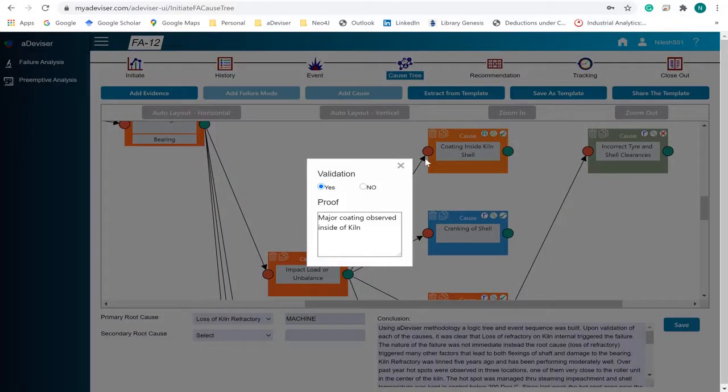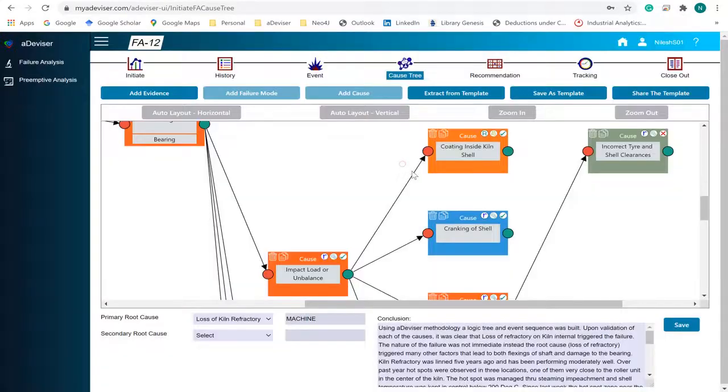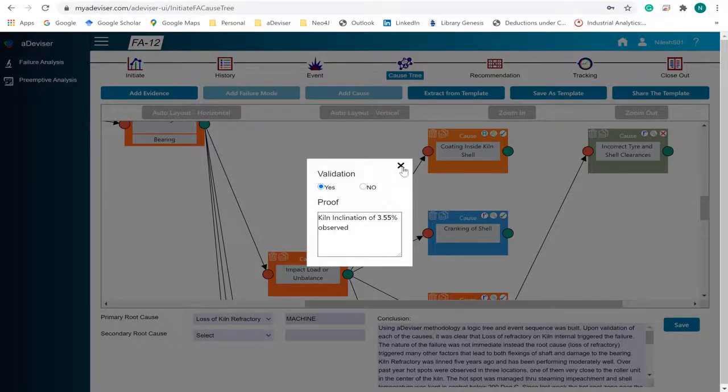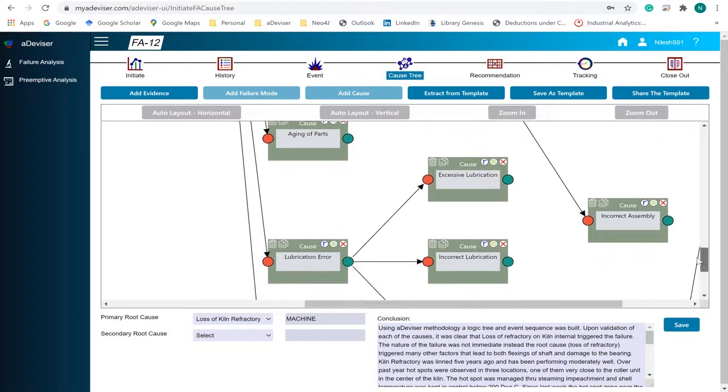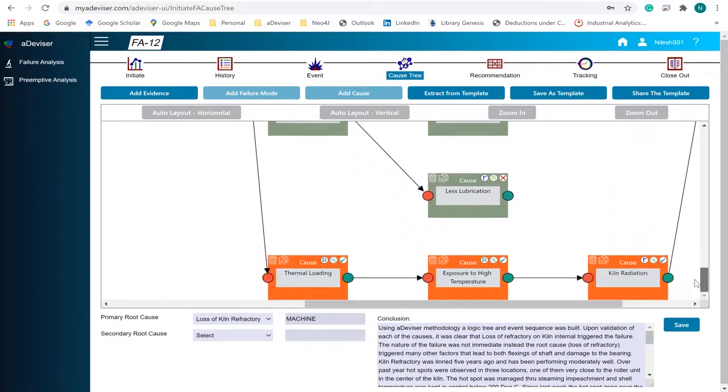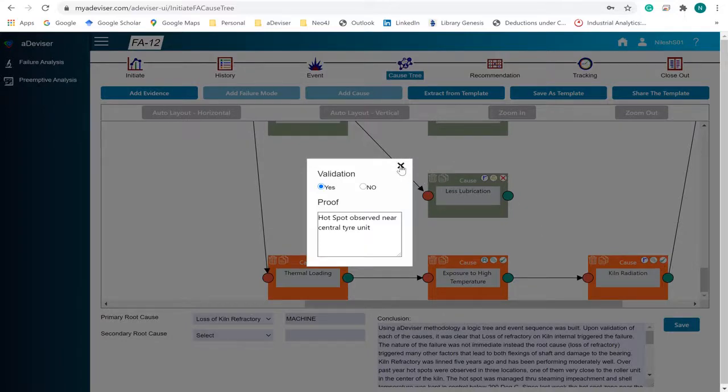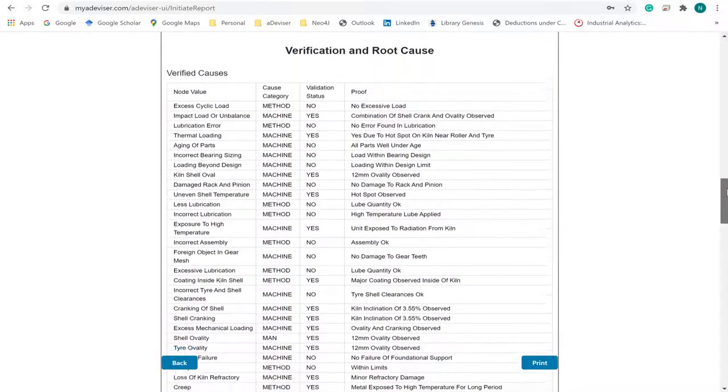radiating heat. Combination of high surrounding temperature, shell and tire ovality, and kiln crank cause heavy and uneven mechanical loading on the bearing and shaft led to bearing damage first and later shaft was damaged as a secondary failure.